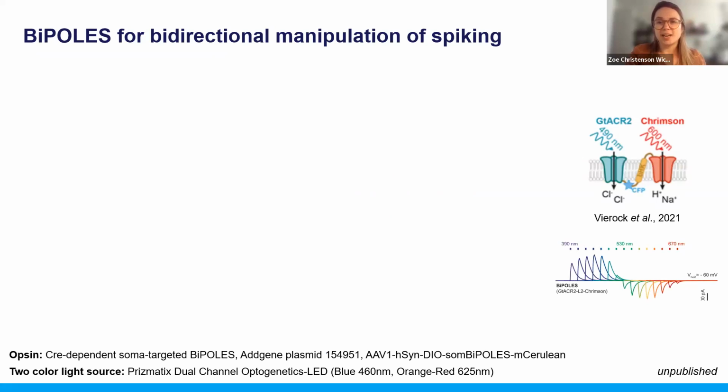So I decided to try out this relatively new opsin called bipoles, which is described in this Vierock et al. paper. And this opsin has several cool features. Most important for us, it would allow for manipulation of spiking in both directions relatively quickly and effectively. In this opsin, excitation occurs upon delivery of red light, and inhibition occurs through the chloride channel opsin GtACR2, which is activated by blue light.